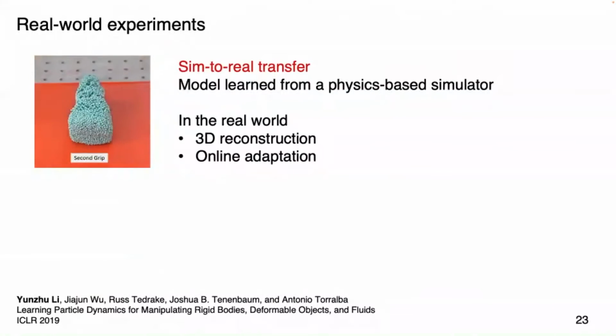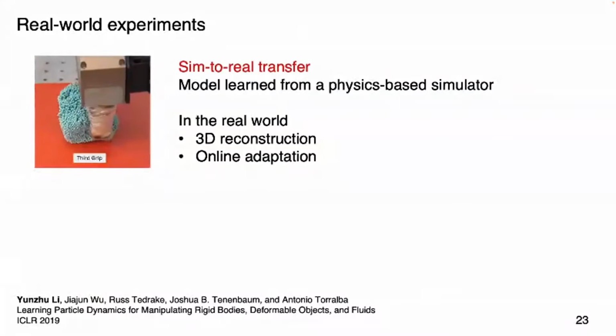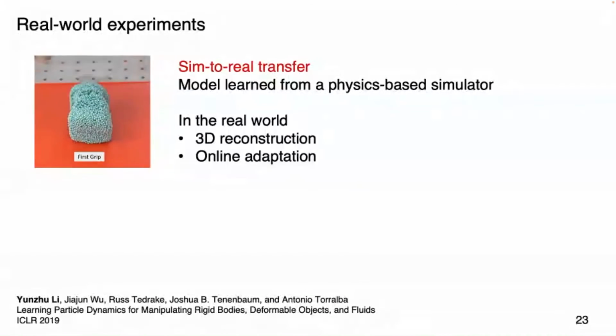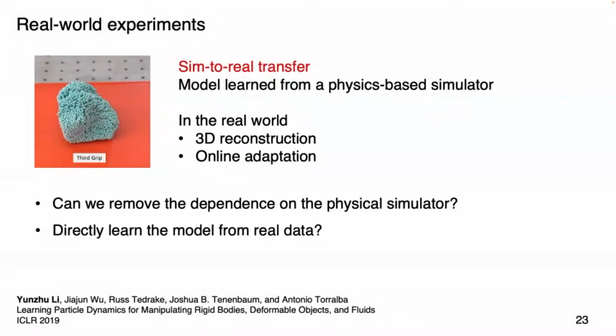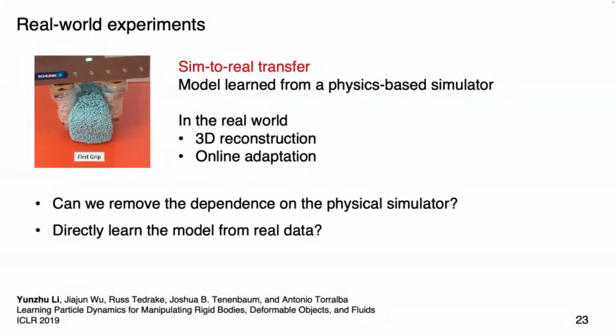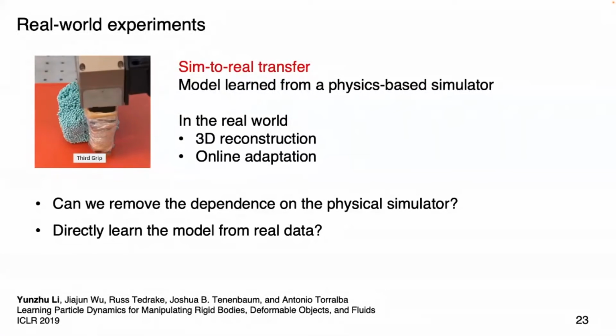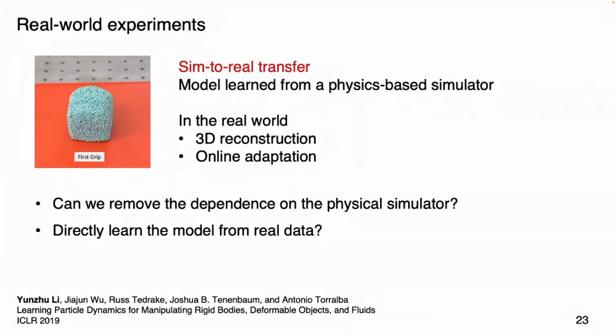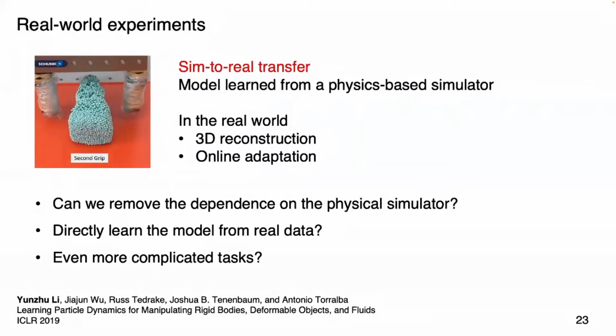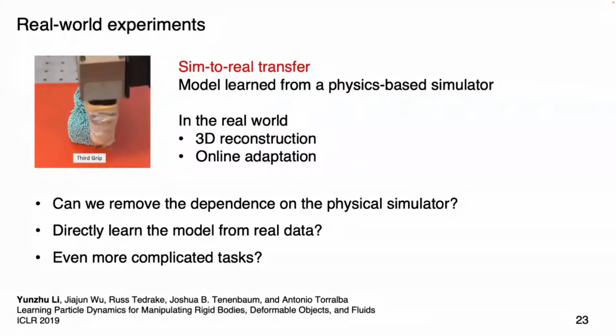This raises the question of whether we can eliminate the reliance on the physics-based simulator, because we do not have a physics-based simulator that can simulate everything around us. And we are also asking whether we can directly learn the model from real data, because we do not have simulators. Everything needs to come from the interactions and from the data that the robot obtains through its interactions with the real environment. And we are also asking, can we move to some more complicated tasks?